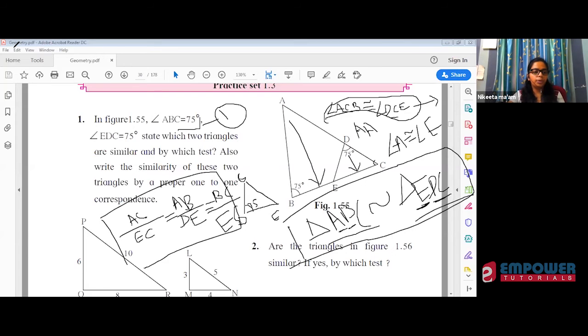Write down reasons properly, okay? Don't forget to write reasons while writing any statement.